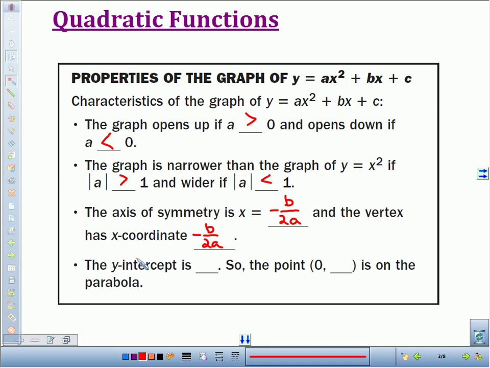The y-intercept for a quadratic function in standard form is c. That number c at the end is the y-intercept. So the point (0, c), the point for the y-intercept, is always going to be on the parabola. Now let's use this information and some basic math to graph a quadratic function in standard form.